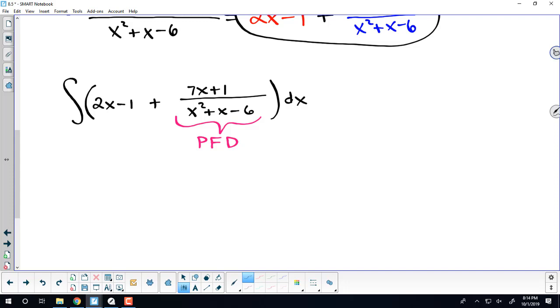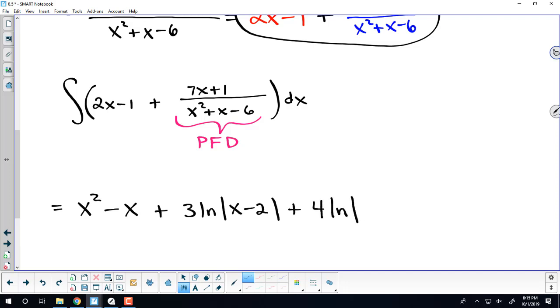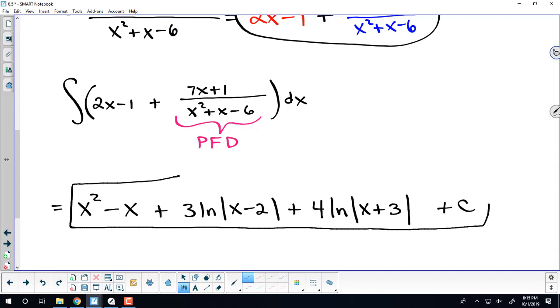So I'll leave this as another exercise for you. But we've got x squared minus x plus 3 natural log absolute value of x minus 2 plus 4 times the natural log of the absolute value of x plus 3. And of course, those are coming from our partial fractions.